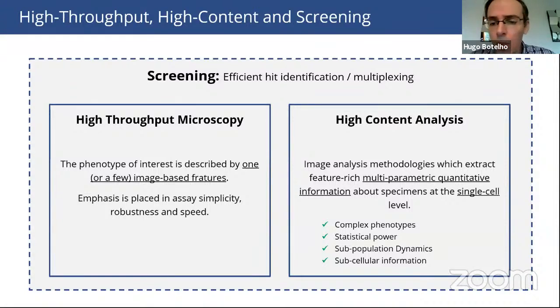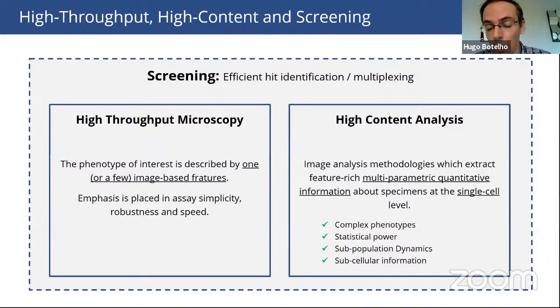On the other hand, you can use imaging to perform high content analysis. That is, you can go at each image in your data set and use software to extract a huge range of image-based features, which are multi-parametric and characterize each individual cell in your imaging data set in a multitude of ways. And so why would you care about single cells in your sample? Well, first is that if you want to study complex phenotypes, these are more often than not revealed at the single cell level rather than at the ensemble level.